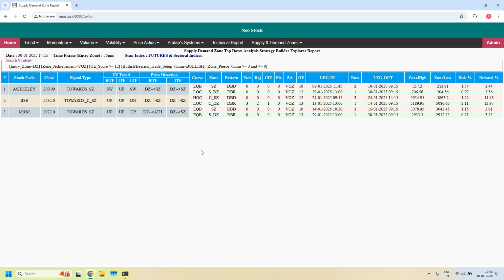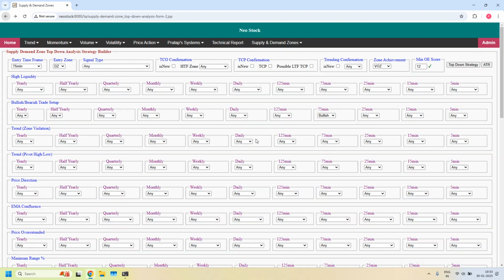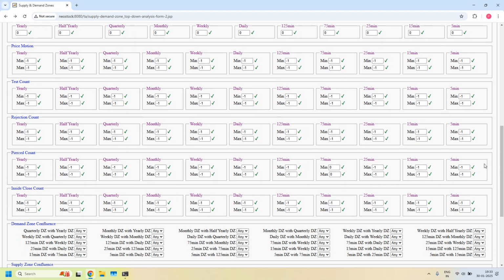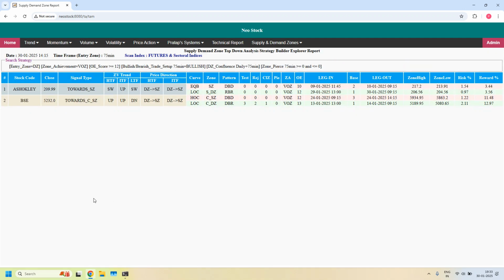Apart from that, we will also see whether they are having zone confluence. First filter is LTF and ITF demand zone confluence. That is 75 minutes demand zone with daily demand zone confluence. So with this filter, we got 2 stocks. And in both these stocks, the trend is uptrend.